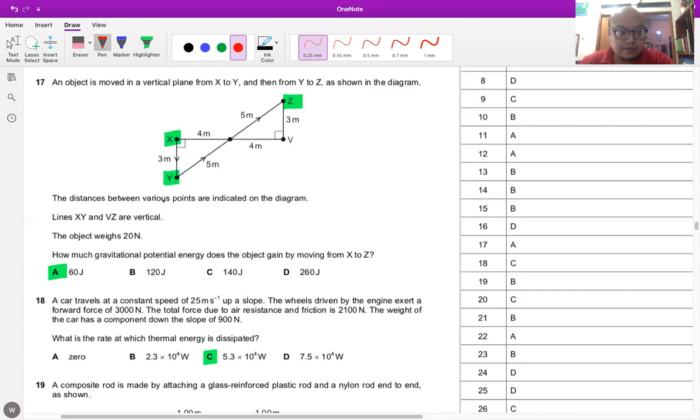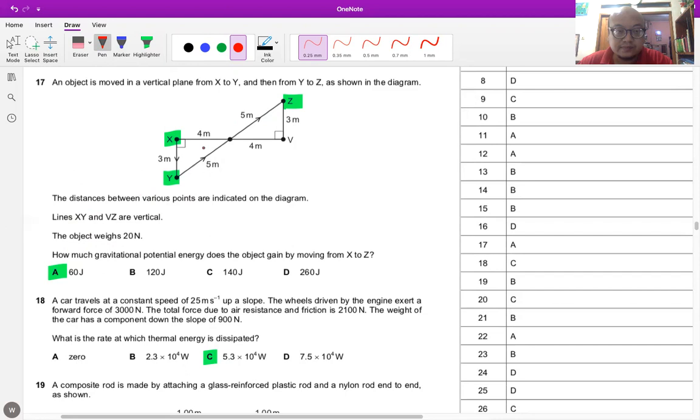The distances between various points are indicated on the diagram. Lines XY and YZ are vertical. XY, yeah, this is vertical. YZ is also vertical. They have 3 meter, also 3 meter. The object weighs 20 Newton. How much gravitational potential energy does the object gain moving from X to Z?